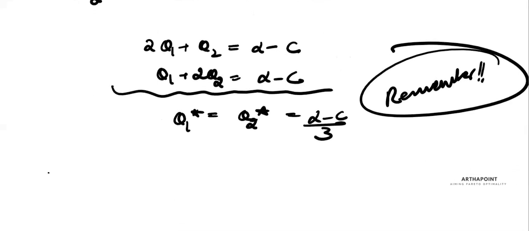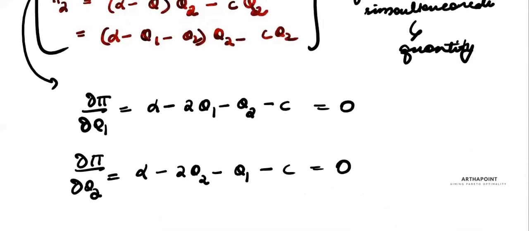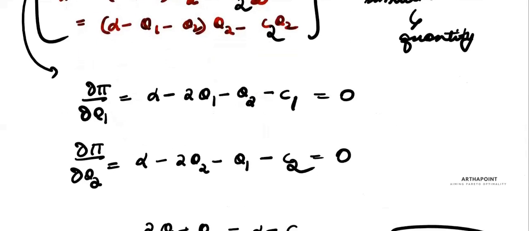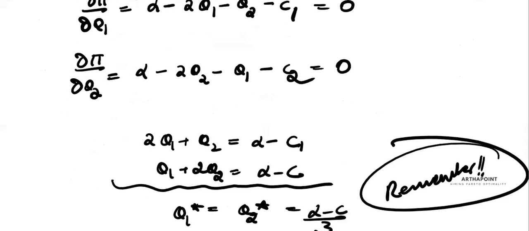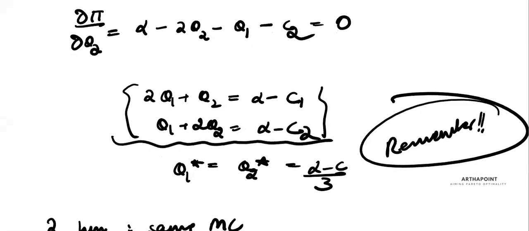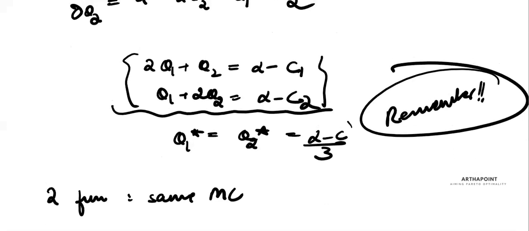So whenever two firms have the same marginal cost, see, if they would have different marginal costs, then it would have been a little difficult. Here I would have put C1, here I would have put C2. So this would have been C1, C2, C1, C2. They wouldn't have been symmetric functions, right? And accordingly, you would have solved these two equations. But currently, if they are symmetric, you will simply get alpha minus C by 3.